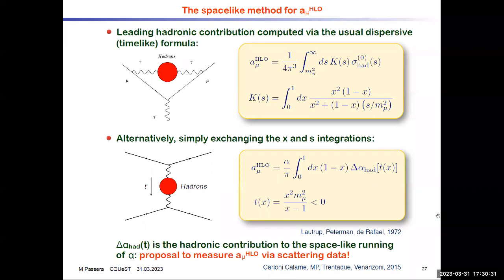So in the space-like region. This formula is not ours. This formula was long known. It was derived by Lautrup, Peterman, and de Rafael in '72. But this was the formula that answered our question: can you do an experiment that allows you to determine this contribution inclusively in one single clean experiment?